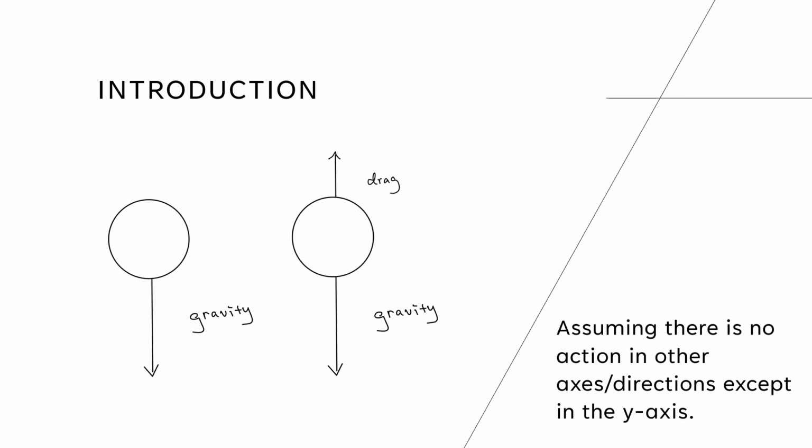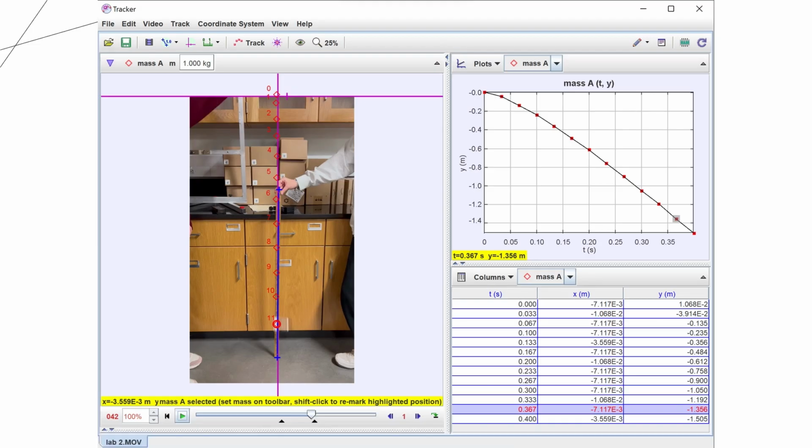These are the free body diagrams. The left one illustrates if we only account for gravitational force on an object. The right one, though, accounts for the additional drag force pointing in the opposite direction of falling. In both cases, the net force is pointing downwards in a negative y direction, assuming positive y is upward. The difference is the magnitude. And the key assumption in this lab is assuming there's no action in other axes or directions except in the y-axis.